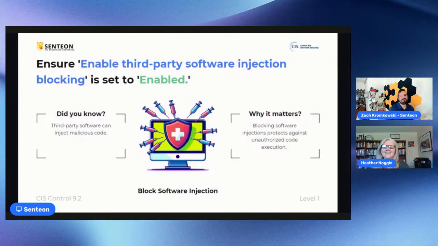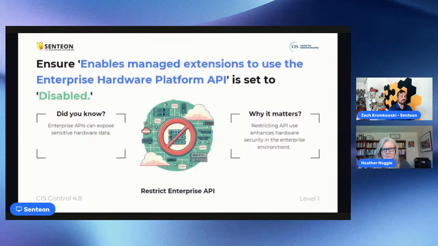All right, perfect. Let's go to this next setting here. And I like this one because we're getting to the hardware level. So enables managed extensions to use the enterprise hardware platform API is set to disabled. Heather, I have an extension that I really, really need. It's going to make my life so much easier, but I need access. Why do we not want to say yes to that?